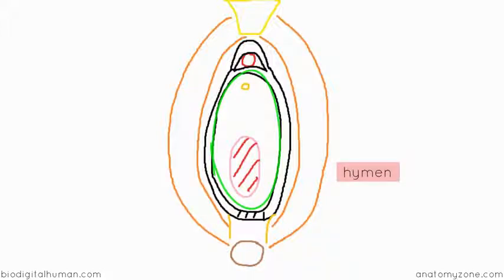In young girls this actually completely covers the orifice, but you get rupture of this fold of membrane, the hymen, with first sexual intercourse or through other mechanisms such as injury. After perforation of the hymen you get remnants of the membrane which surround the vaginal orifice. The vaginal orifice is also known as the introitus.